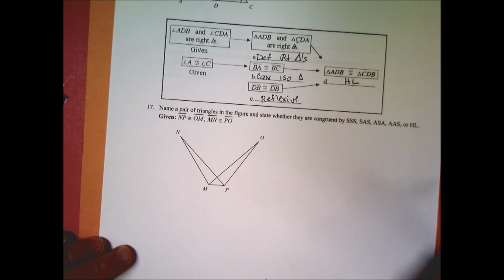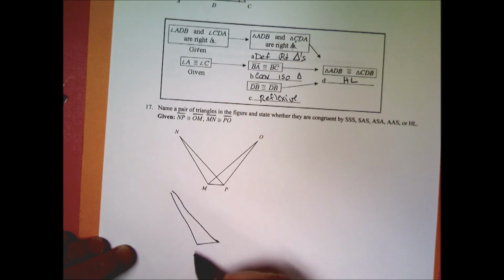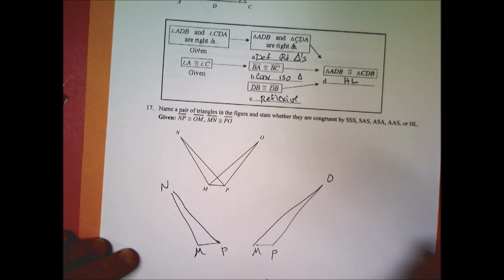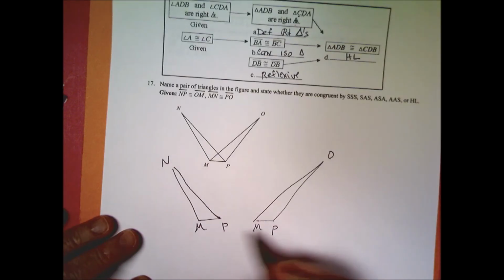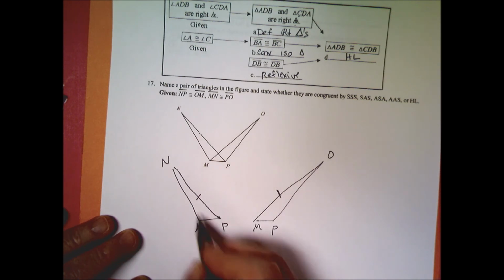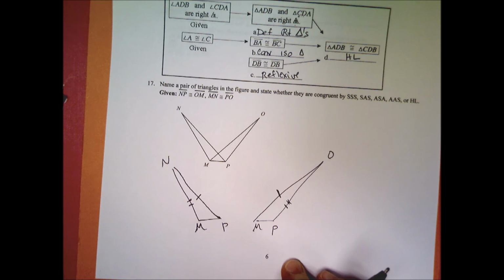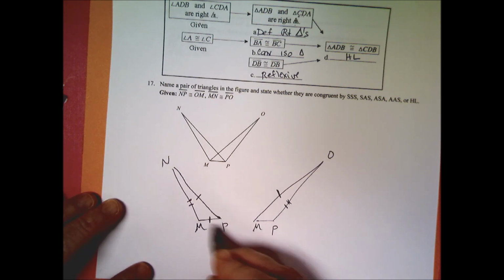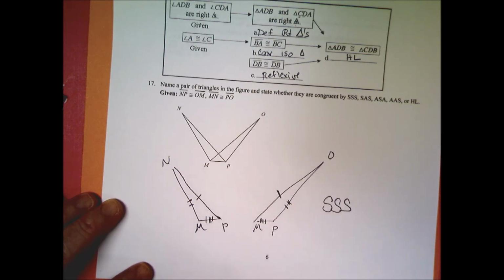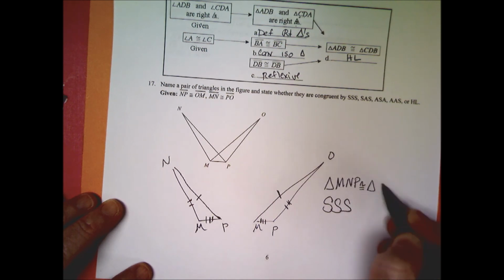Name a pair of triangles and state why they're congruent. Well, they tell us, I'm going to separate these triangles. MPN, MPO. They tell me that NP is congruent to OM and MN is congruent to PO. And MP is congruent to MP by reflexive, so they're congruent by side, side, side, and triangle MNP is congruent to triangle POM.